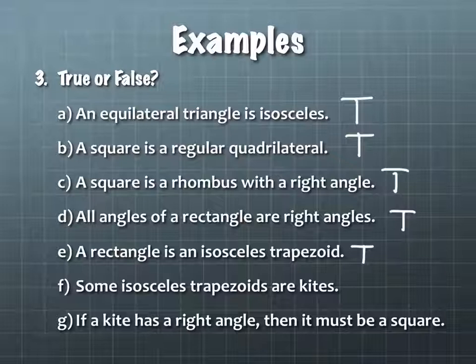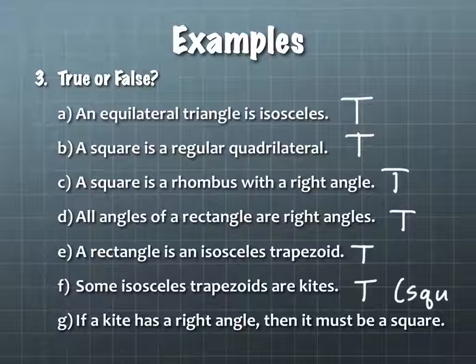Some isosceles trapezoids are kites. True is actually true. What image did you have in mind? A square actually works. If you have a square, then it is both an isosceles triangle and, isosceles trapezoid and a kite. G, if a kite has a right angle, then it must be a square. That is false. Did you have a picture? Or did you try and make one?